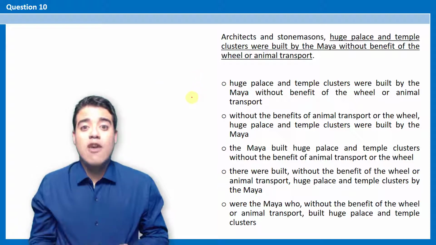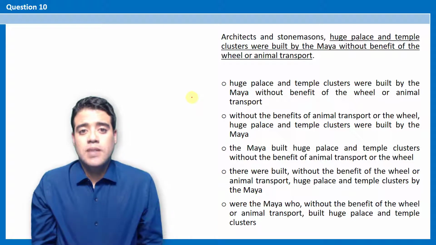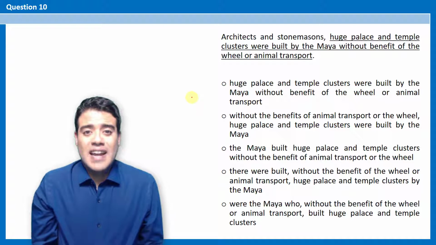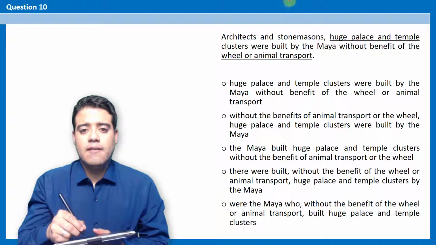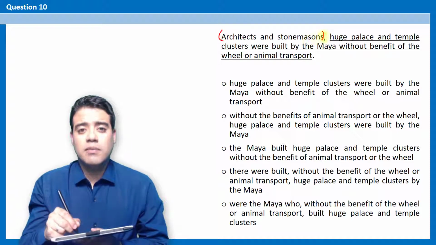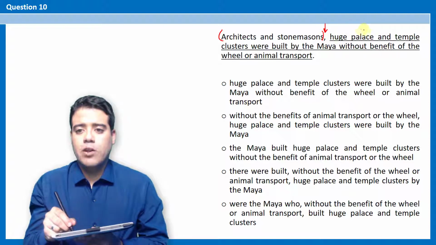We will analyze some noun phrases now. Remember that a noun phrase functions as a noun that describes another noun. So take a look at this beginning. You have architects and stonemasons, and some people may think, oh, that's a subject, but no, why not? Because then you have a comma followed by another subject. Huge palace and temple clusters, that's the subject.